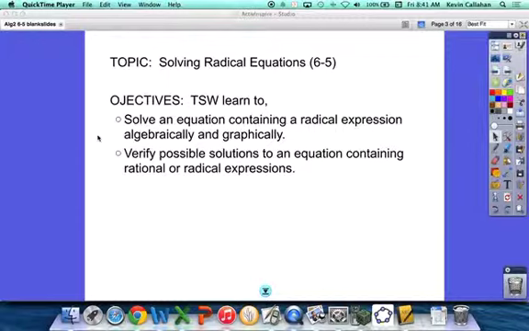But the objective is, okay, we're going to learn how to solve radical functions or radical equations. And when they put in a thing like this, verify possible solutions to an equation, it kind of sounds like what they're saying is, given a multiple choice format, would you be able to figure out which one of those answers was correct? So they're kind of saying, learn to solve them, but you may be able to just back substitute and figure out which one is right.